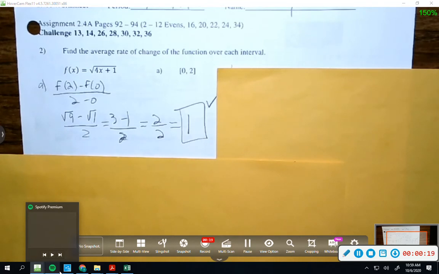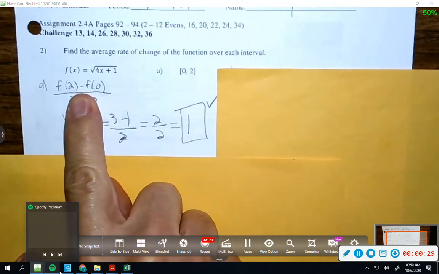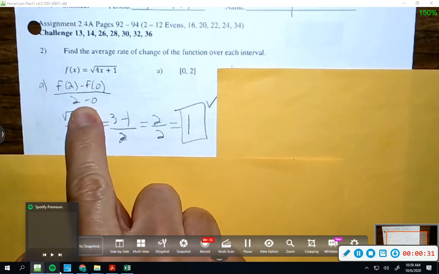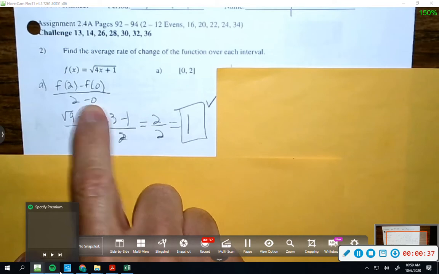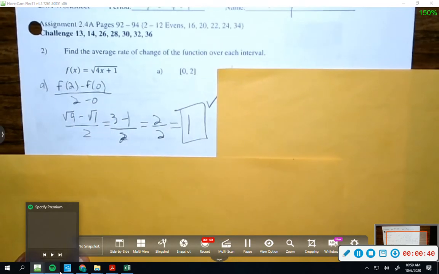So in other words, if I want to find the average rate of change, I find the total change in the distance traveled divided by the total time that was traveled. It's the same thing with the function. We want to find the total change in the y value over the total change in the interval. So in this case, it's f of b minus f of a all over b minus a. It's the slope formula. That's all it is. A rate of change is the slope formula. The average rate of change is the slope formula.